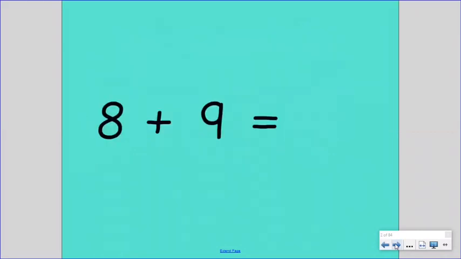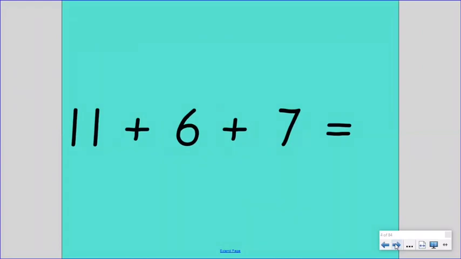8 plus 9. Ready for the answer? 8 plus 9 is 17. Well done. So you put 8 in your head, 9 on your fingers, and count forwards from 8. 8, 9, 10, 11, 12, 13, 14, 15, 16, 17. Well done. Question 2.